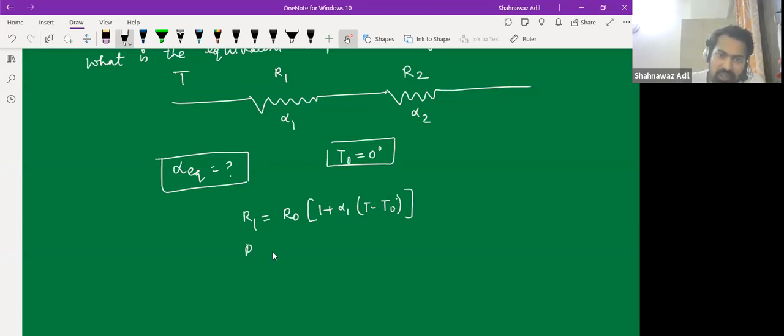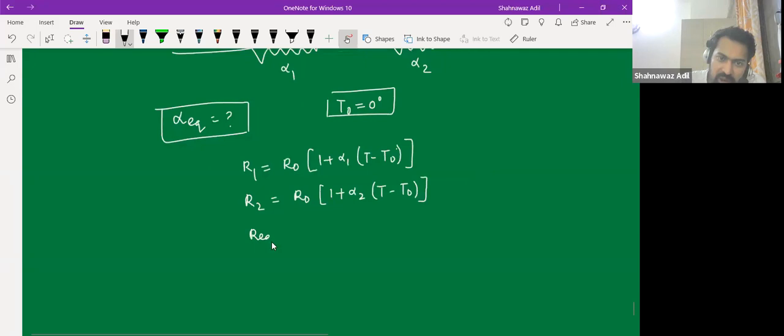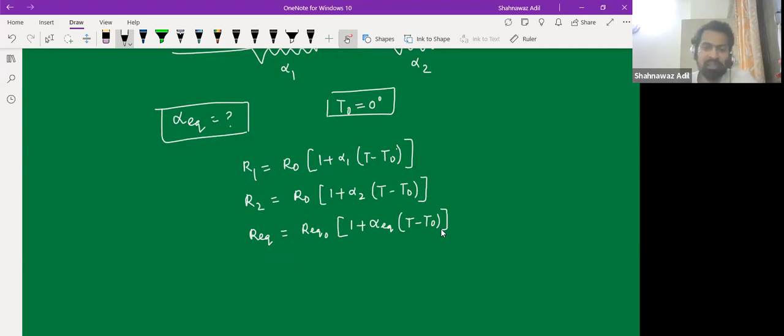So R2 is how much? R naught (1 plus alpha 2 (T minus T naught)), right? And R equivalent would be R equivalent naught (1 plus alpha equivalent (T minus T naught)). Are these three equations clear?